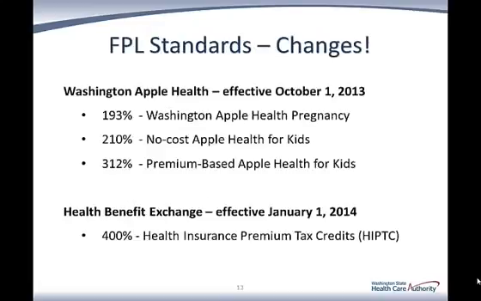Federal poverty level standards for Washington Apple Health increased on October 1, 2013. They are now set at up to 193% of the federal poverty level for pregnancy, up to 210% of the federal poverty level for no-cost Washington Apple Health for kids, and up to 312% of the federal poverty level for premium-based Washington Apple Health for kids. These increases were necessary to convert these from a net income standard to a MAGI income standard.